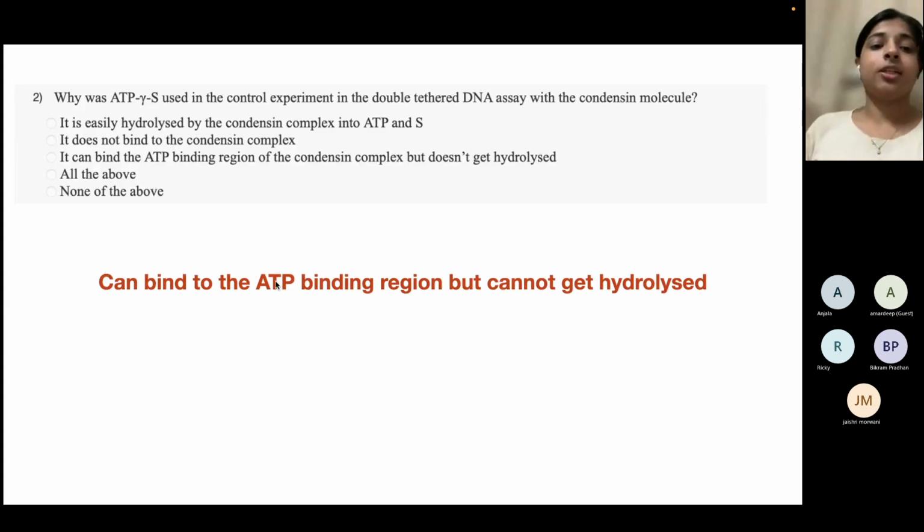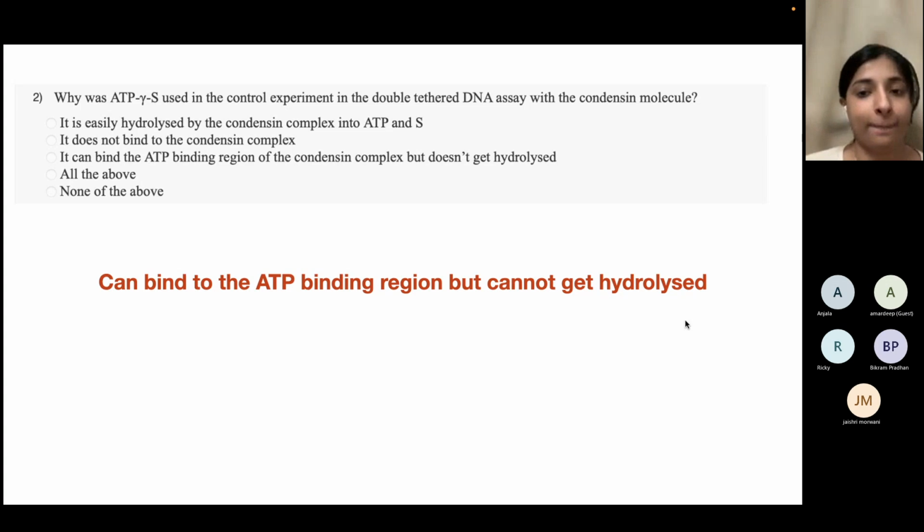So in this case, because they needed to use an ATP that does not get hydrolyzed, that is why ATP gamma S was used. This is basically a very simple modification in the gamma phosphate of ATP that makes it unhydrolyzable. So that is why it was used. It can bind the ATP binding region but cannot get hydrolyzed. You can exactly view what happens downstream of ATP hydrolysis in your reaction mixture.